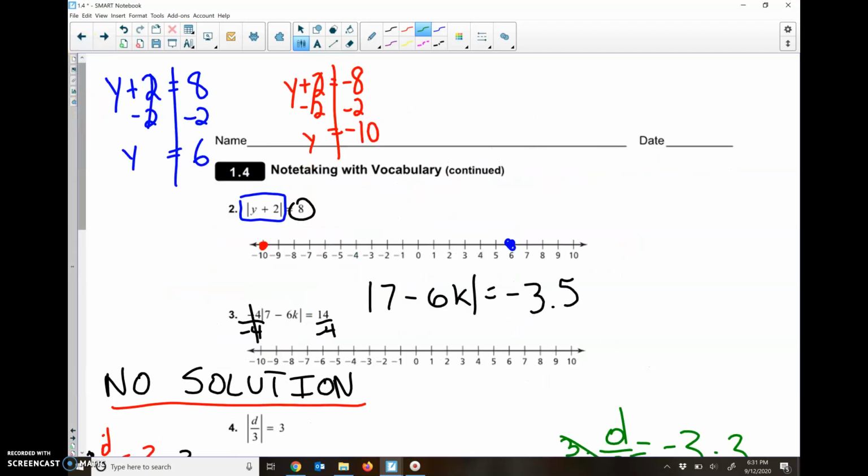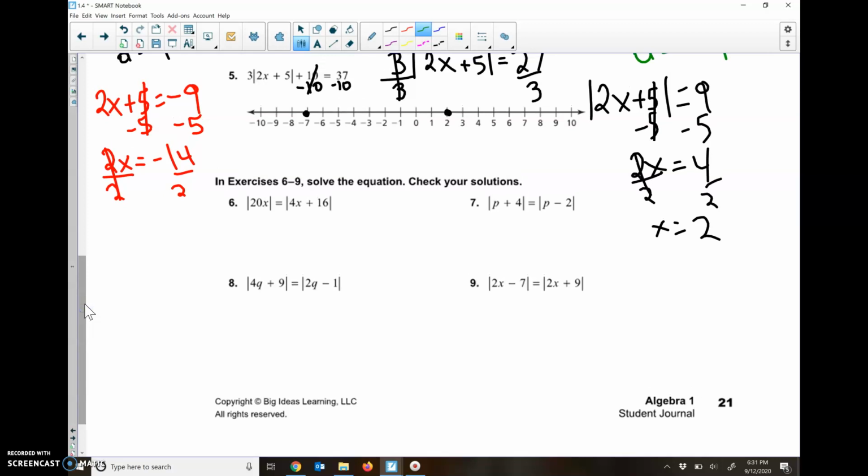Here you'll see when we look at these problems down at the bottom, they look a lot more complicated because both of them have absolute value bars, but we're going to still follow those same steps. So step 1, get the absolute value bars by themselves. Great, they're already by themselves. Absolute value of 20x equals the absolute value of 4x plus 16. So we don't have to do step 1.